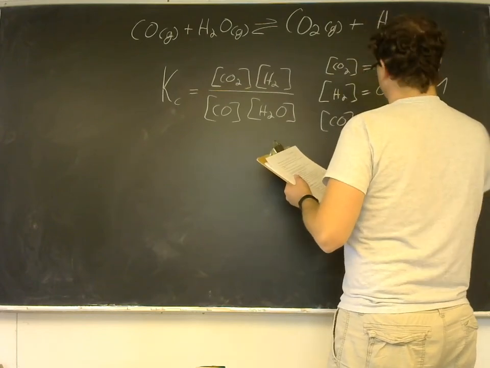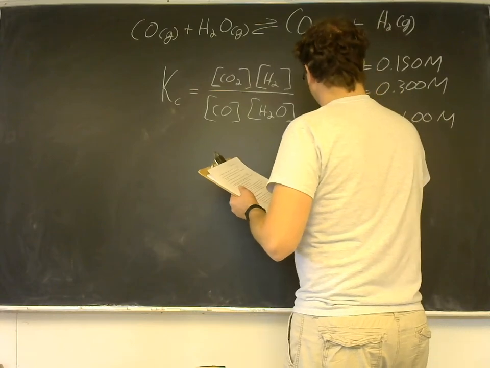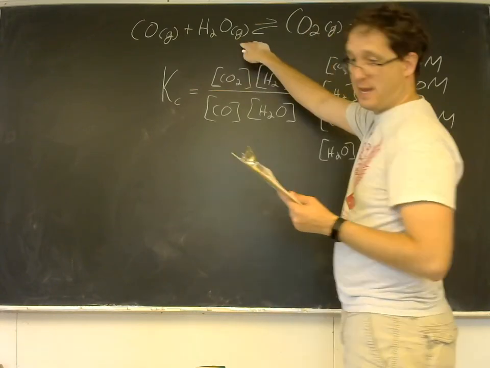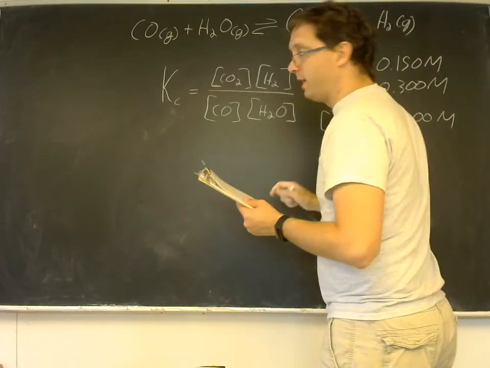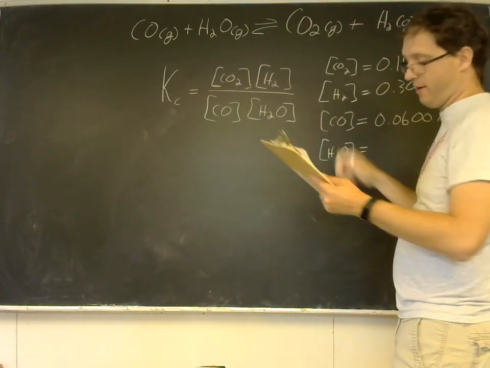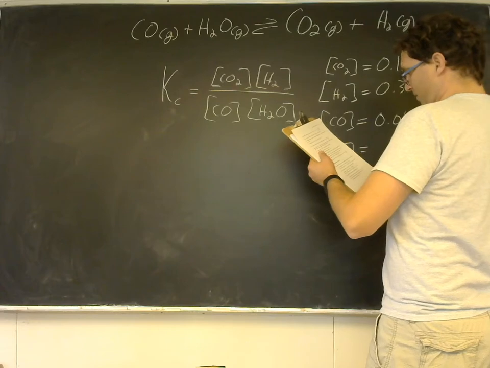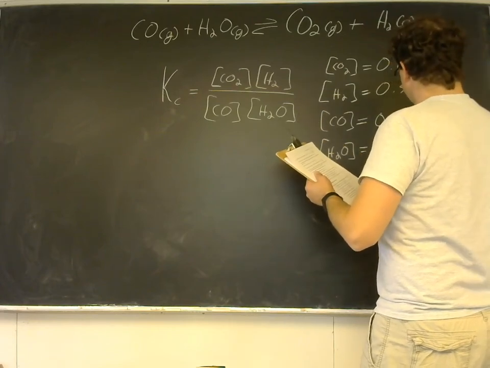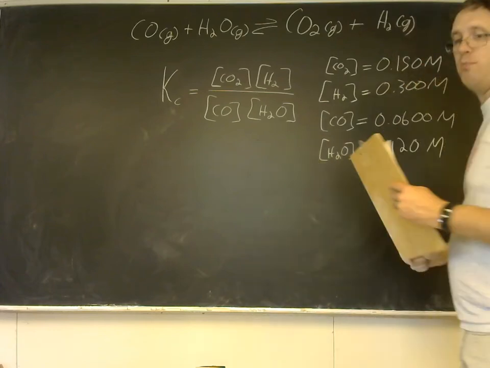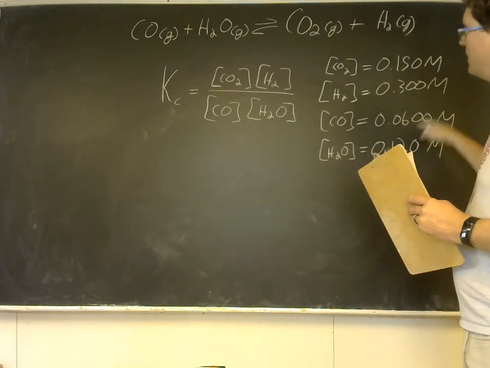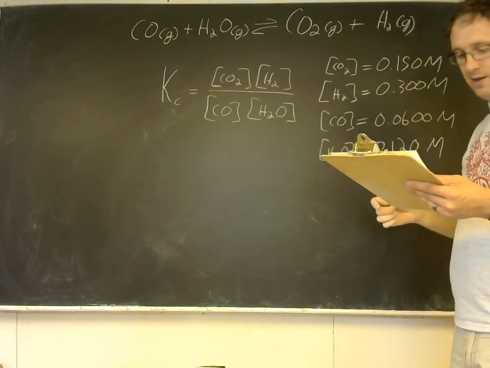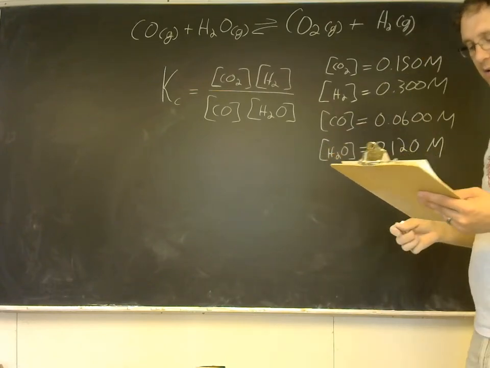And the carbon monoxide concentration is equal to 0.0600 molar. And finally, the water concentration. This is water vapor, it's a gas, so it does appear in the expression and it will have a concentration, and that is 0.120 molar.